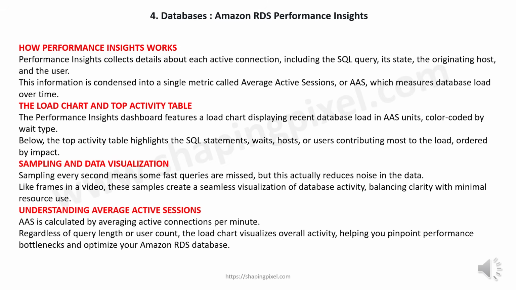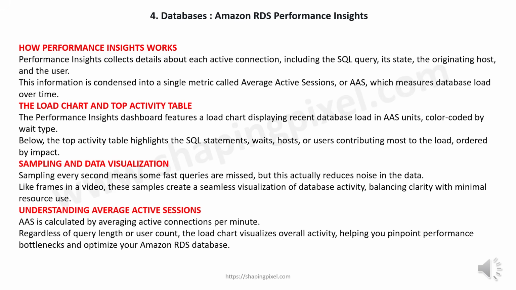The Performance Insights dashboard features a load chart displaying recent database load in AAS units, color-coded by wait type. Below, the top activity table highlights the SQL statements, waits, hosts, or users contributing most to the load, ordered by impact. Sampling every second means some fast queries are missed, but this actually reduces noise in the data.